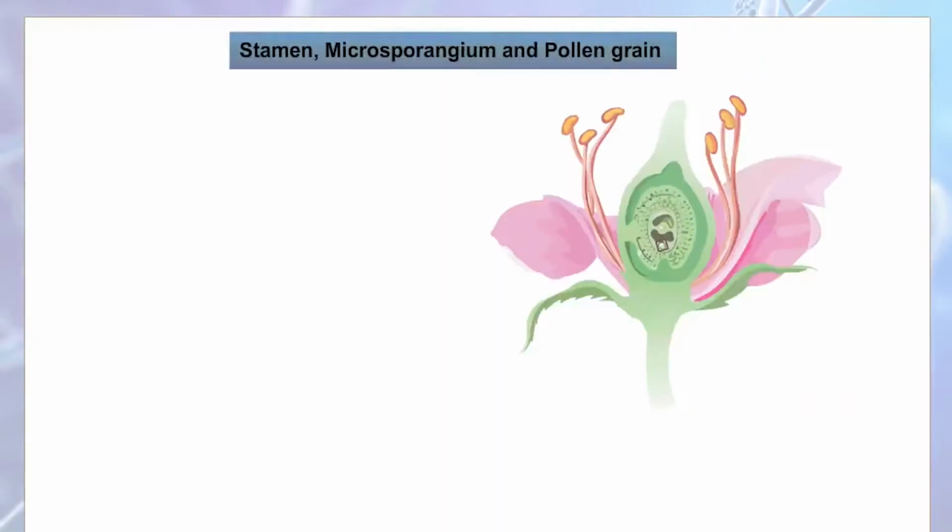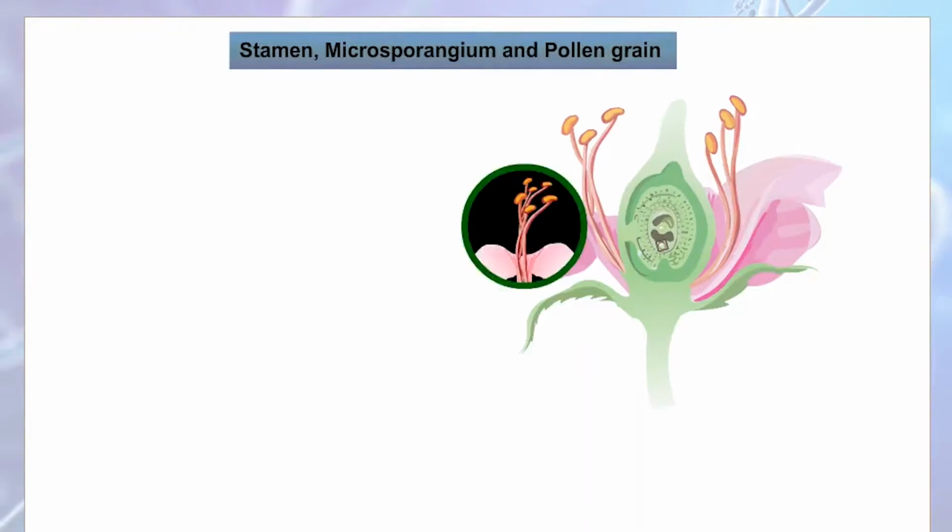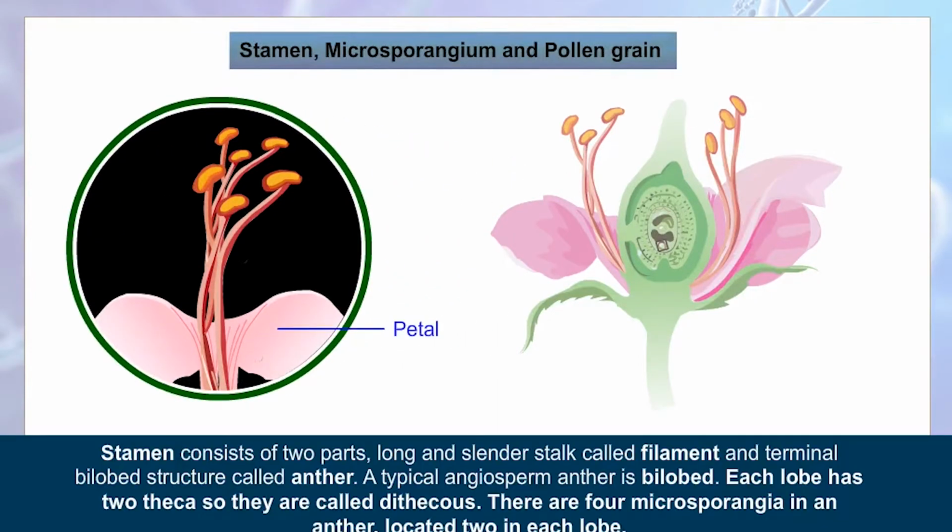Stamen, microsporangium and pollen grain. Stamen consists of two parts, a long and slender stalk called filament and a terminal bilobed structure called anther. A typical angiosperm anther is bilobed. Each lobe has two theca, so they are called dithecous. There are 4 microsporangia in the anther, located 2 in each lobe.